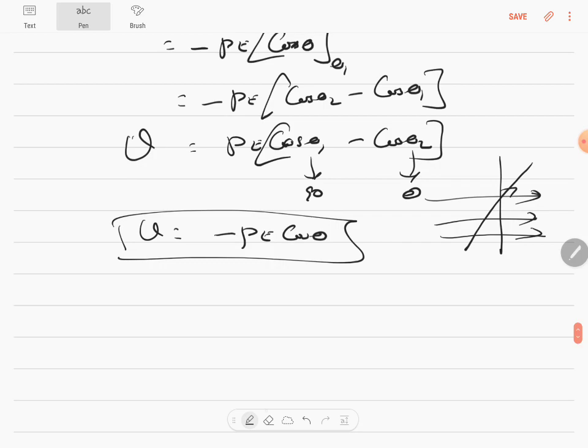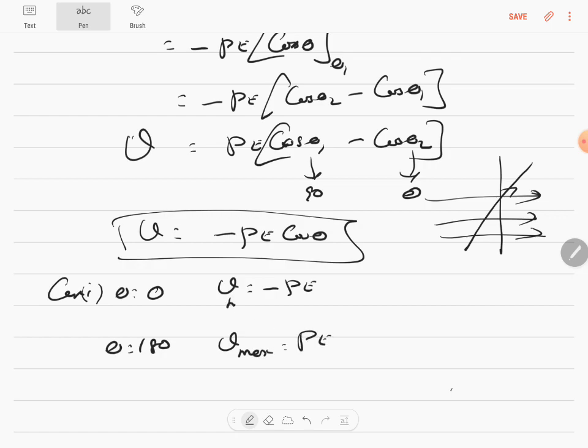So here comes the stable and unstable equilibrium part. There's a case study. Case 1, when theta is equal to 0, your potential energy is minus Pe, because cos 0 is 1. So this is negative. When theta is equal to 180, cos 180 is minus 1, your potential energy is maximum, it will be plus Pe. But at theta 0 the potential energy is minimum. The position of maximum potential energy is always the most unstable position.